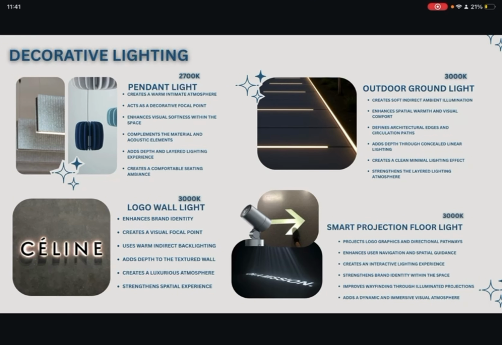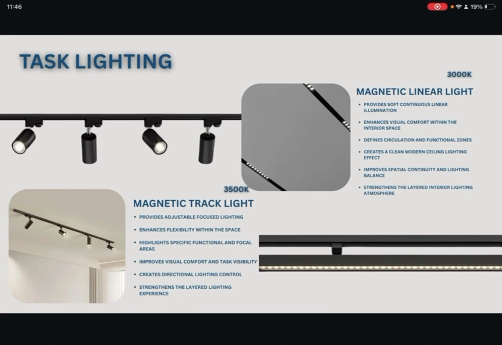About task lighting, we have two types: magnet linear light and magnet track light. The magnet linear light provides soft, continuous linear illumination, enhances visual comfort within the interior space, defines circulation and functional zones, creates a calm, modern ceiling lighting effect, improves spatial continuity and lighting balance, and strengthens the layered interior lighting atmosphere.